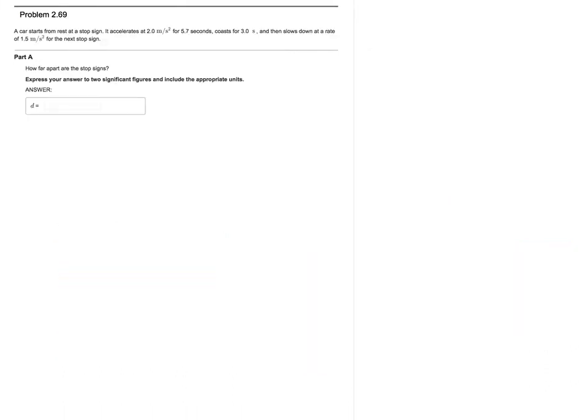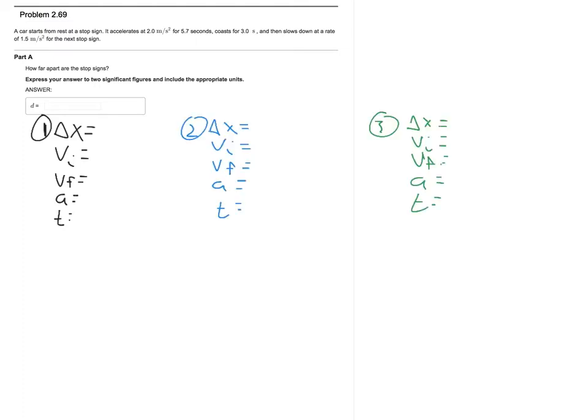Alright, once again we have a situation where there's multiple accelerations. So we have this car speeding up for some period of time, maintaining a constant speed for some period of time, and then slowing down. So I'm actually going to have 3 charts here that I'm going to set up. Starting with that first portion, we have a car starting from rest, so 0 initial velocity, and accelerating at 2 meters per second squared, over a period of time of 5.7 seconds.